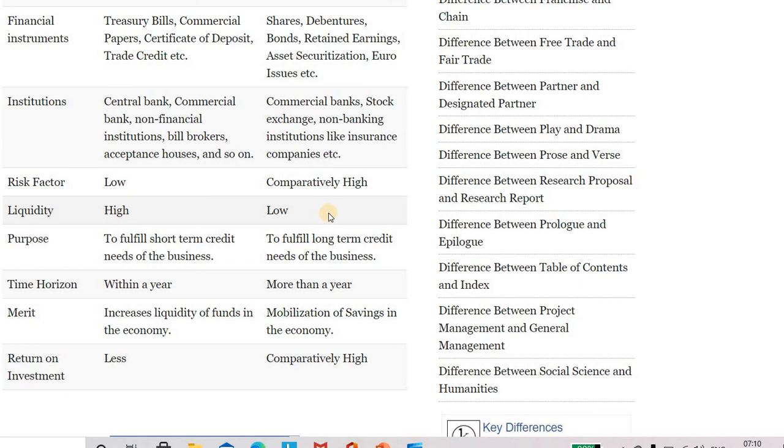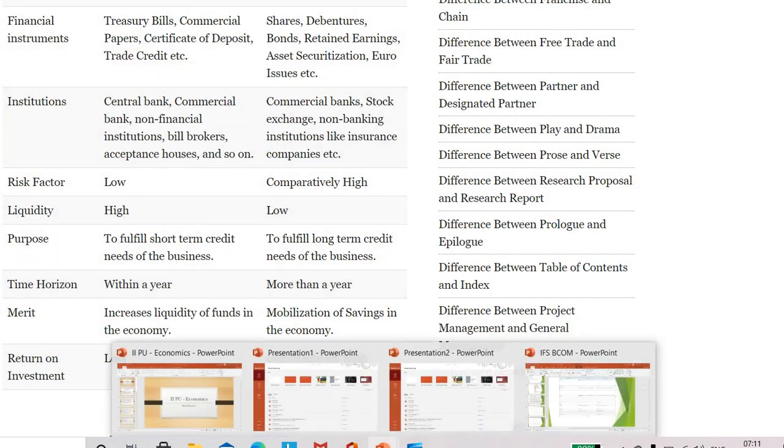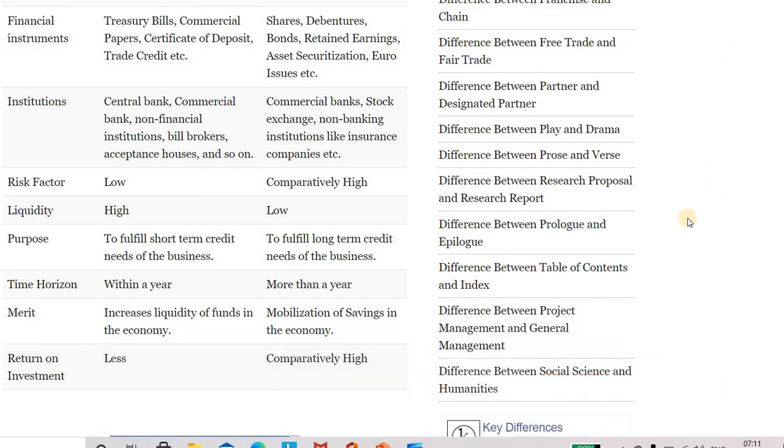The purpose is to fulfill the short-term credit needs of the business. In the case of capital market, to fulfill the long-term credit needs of the business. Okay, then time horizon, within a year. Money market means within a year, capital market means more than a year. In the case of merit, in money market it increases liquidity of funds in the economy, and in the case of capital market, mobilization of savings in the economy.